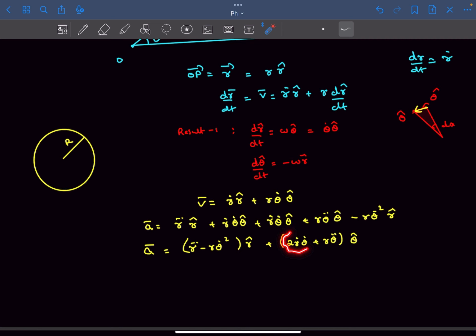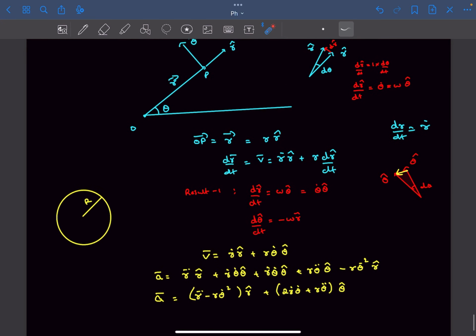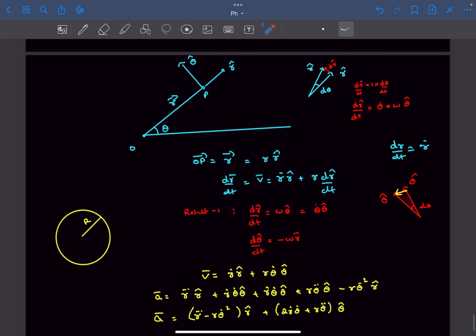Okay, so basically this acceleration is called the centripetal acceleration. This acceleration, that is 2 r dot theta dot in the theta cap direction, is called the Coriolis acceleration, and this r theta double dot is called the Euler acceleration or the azimuthal acceleration. Basically the name doesn't matter. What matters is that you remember their magnitudes and their directions. And one more key point is that r cap direction is always along the direction of increasing r, and theta cap direction is always along the direction of increasing theta.